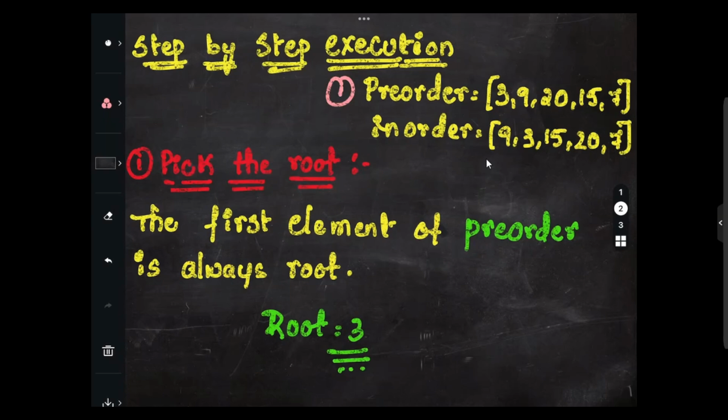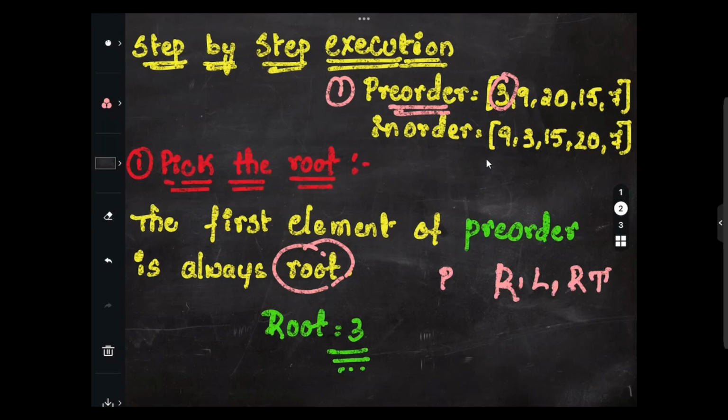So first step here is we have to pick the root. We have to pick the root in this case. So the first element of pre-order, we are going with the pre-order. The first element in the pre-order is always the root. We know this one, right? Pre-order, the order of the execution is root, left, and then right. So this is for the pre-order.